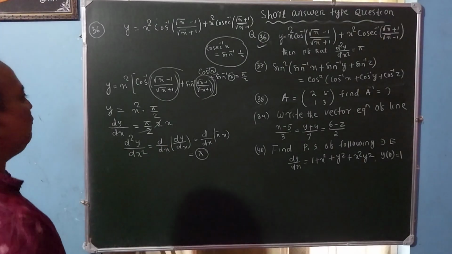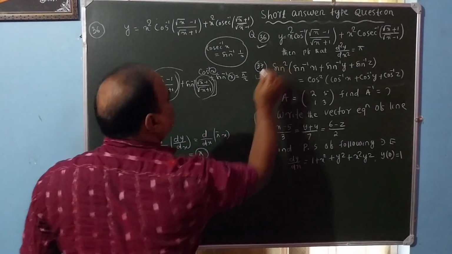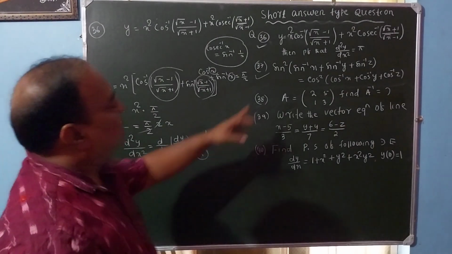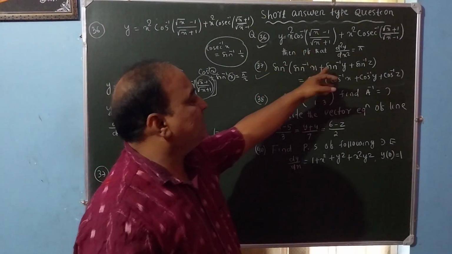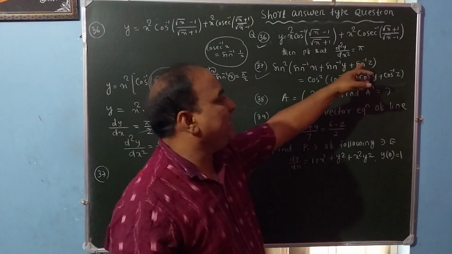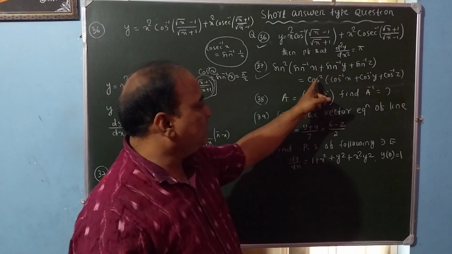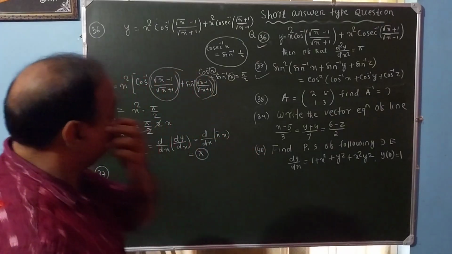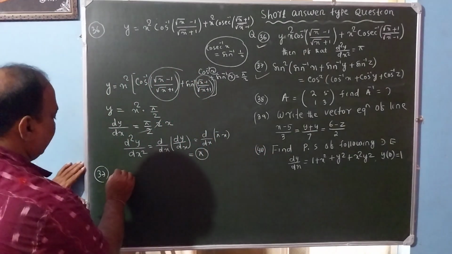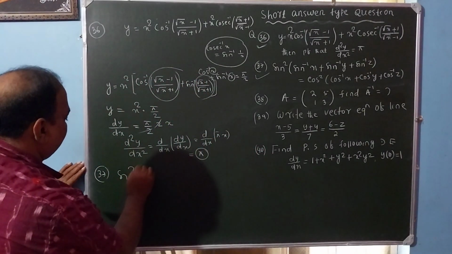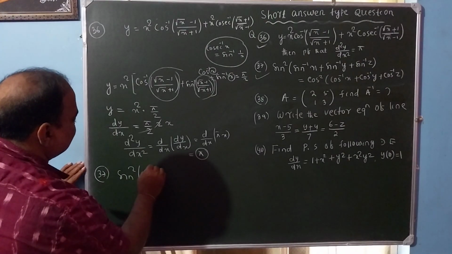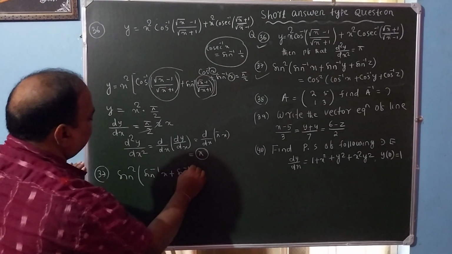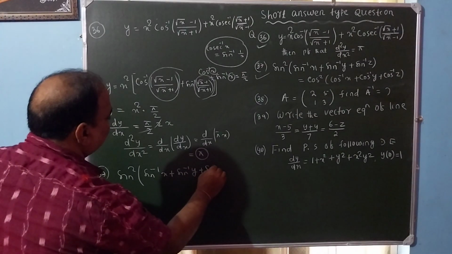Okay. Now we are discussing question number 37. Prove that sin square of (sin inverse x plus sin inverse y plus sin inverse z) is equal to cos square of (cos inverse x plus cos inverse y plus cos inverse z). So how can you do it? Write down the LHS: sin square of (sin inverse x plus sin inverse y plus sin inverse z).